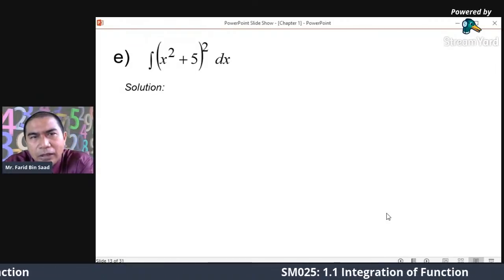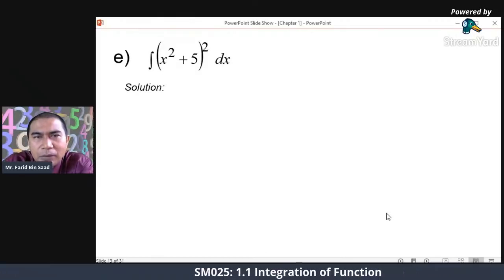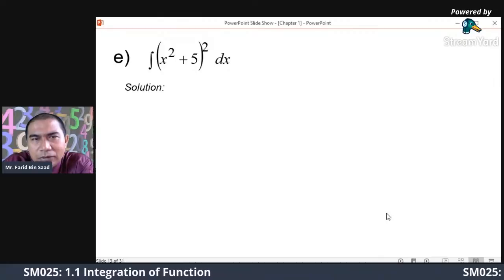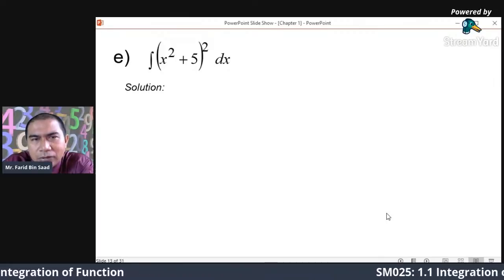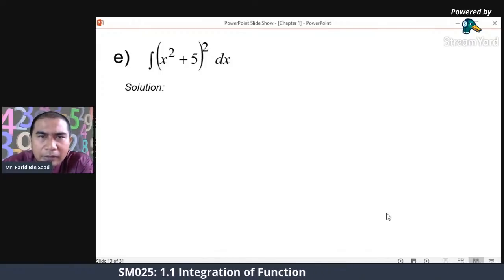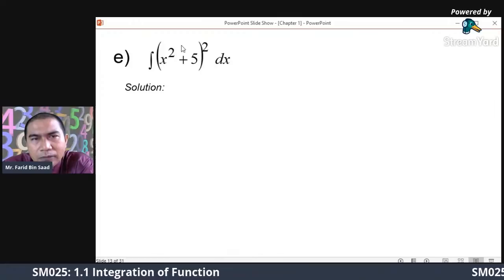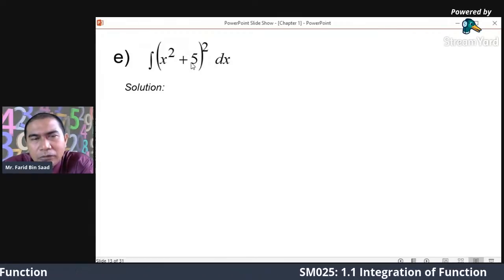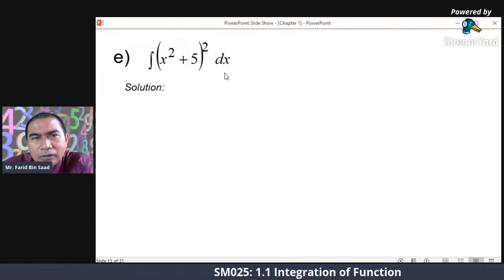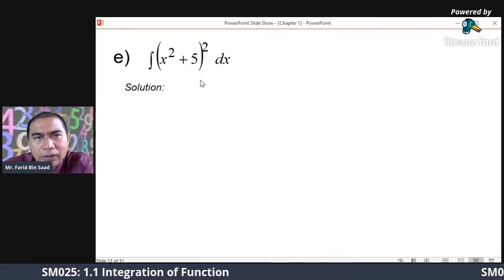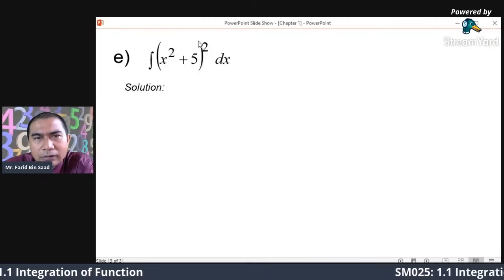E, integrate x power of 2 plus 5 power of 2 dx. Okay, if you want to use the basic rule formula, please remember that in the bracket there is a quadratic function. So we cannot use the formula. What we have to do is simplify it. What I mean by simplify it is we have to expand it. Expand this one.